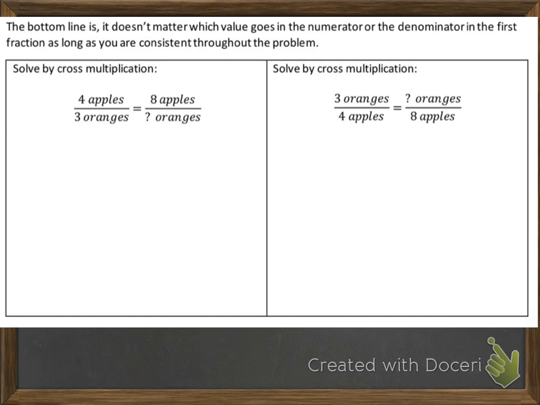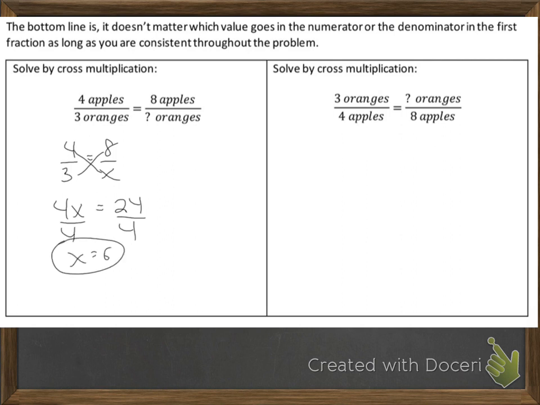So I just want to prove to you that this is true and that, again, it doesn't matter which one is which. So in this case, we would have 4 over 3 is equal to 8 over x. Then we would cross multiply. We would get 4x is equal to 24, divide by 4, and we would find out that the next day when Josh buys 8 apples, he's buying 6 oranges.